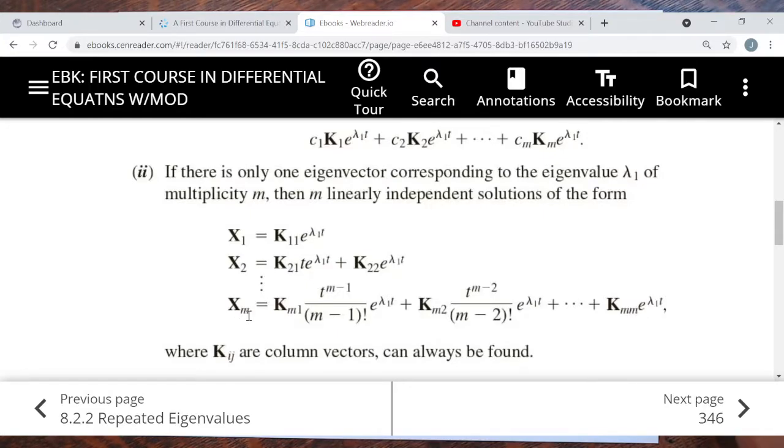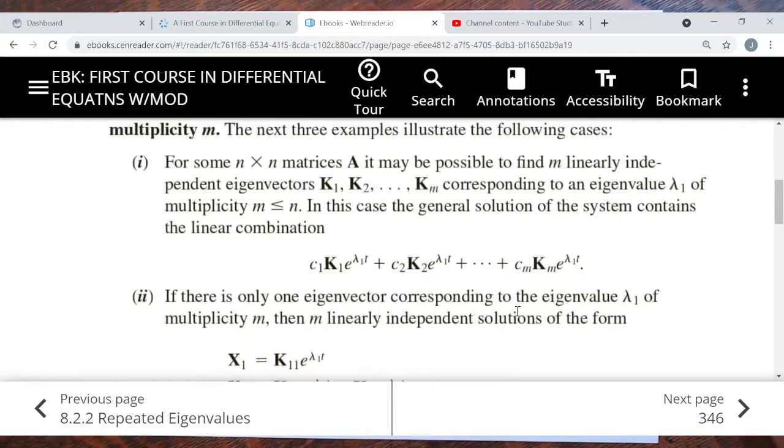And then if we have multiplicity 3, a third independent solution would be some vector k31 times t squared over 2 factorial, times e to the lambda t, and so on. In my examples today, I'm not going to see any eigenvalues with multiplicity higher than 2. For those of you in my courses, I usually won't give you anything where the multiplicity of any eigenvalue is higher than 2, because it would just make the problem more tedious. And I'll show you how we find these vectors k21, k22, and so on for these extra solutions.